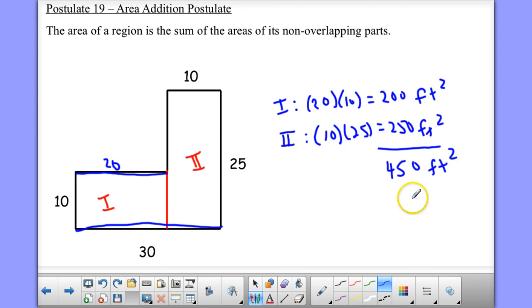We're going to be doing more work in this chapter with areas, focusing on areas of triangles, trapezoids, and circles.